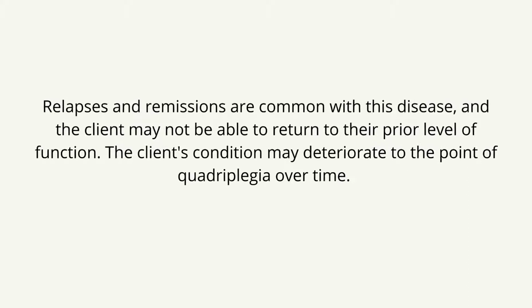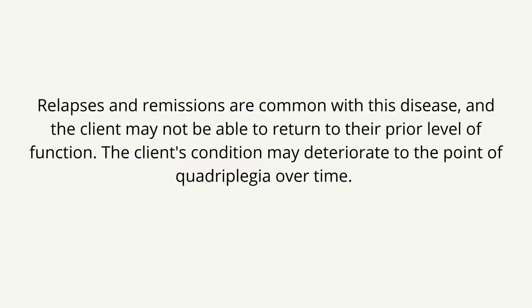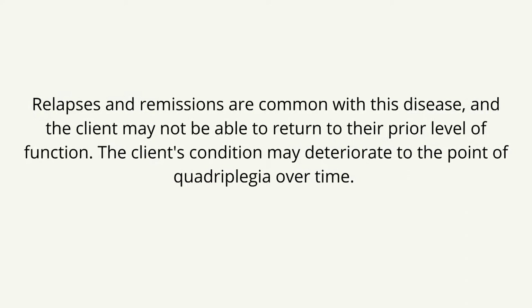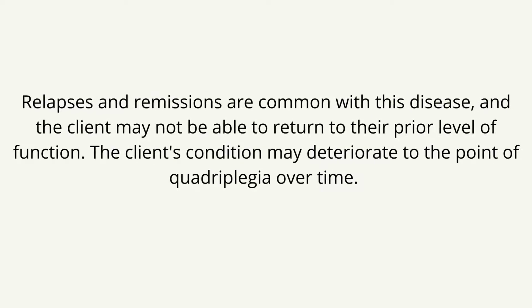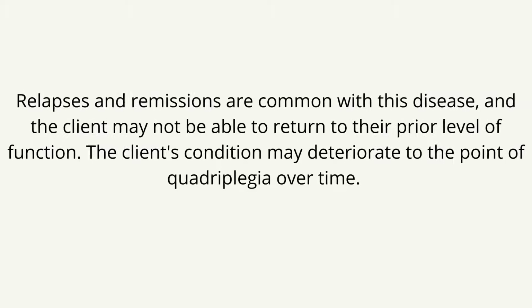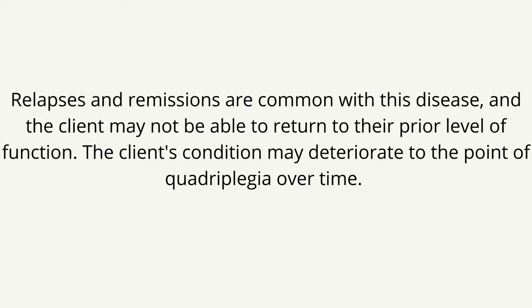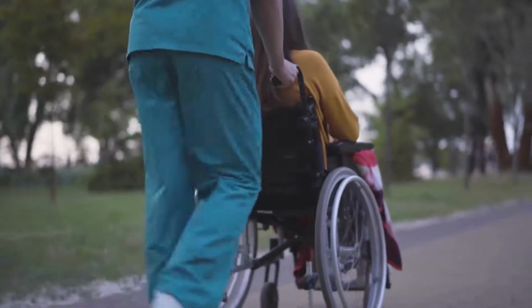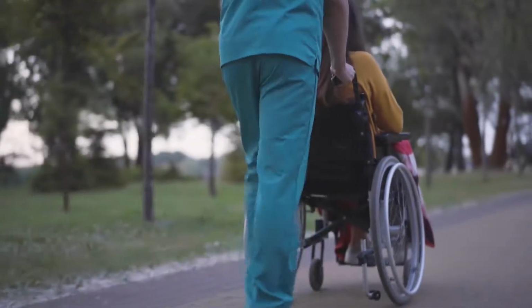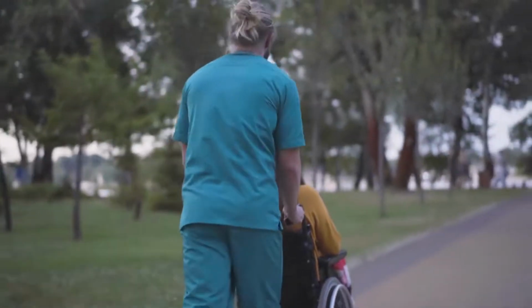Relapsing and remitting is the most prevalent. Relapses and remissions are common with this disease, and the client may not be able to return to their prior level of function. The client's condition may deteriorate to the point of quadriplegia over time. MS is a progressive chronic condition with no known cure that worsens with time.